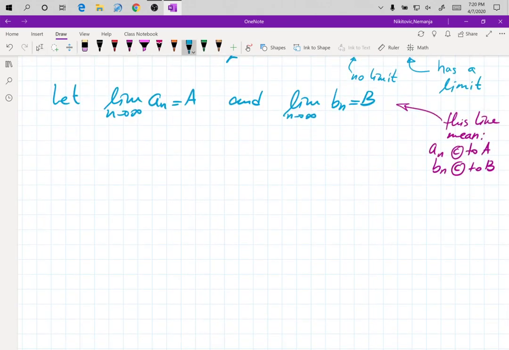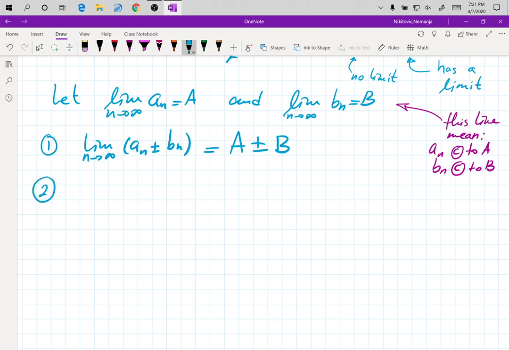Alright, so what are the laws? Law number 1. Limit of an plus minus bn is A plus minus B. So if you add or subtract two sequences, their combined answers from before will combine in the same fashion, and you will have one answer for the whole problem there.